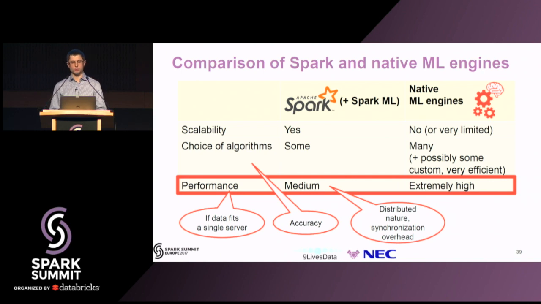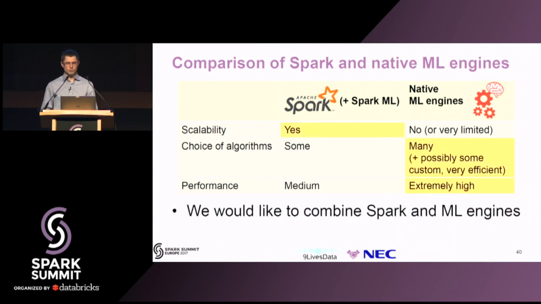What we must know at this point is that performance is what we need possibly most, as we have many thousands of models to compute. So we would like to have especially this feature. Actually, we would like to have some of the features from Spark together with some distributed implementation and some from the native machine learning engines. And this is the answer why we would like to combine these two, Spark and native machine learning engines.